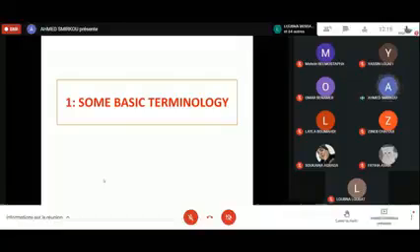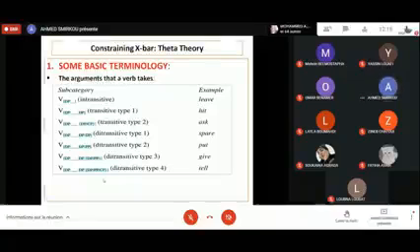Okay, this is what we are going to talk about. This is something that you should know. You should know the nature of the verb. You should know the number of the arguments that are required by the verb.